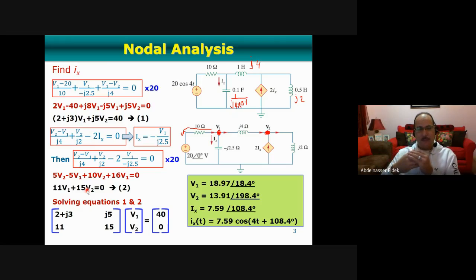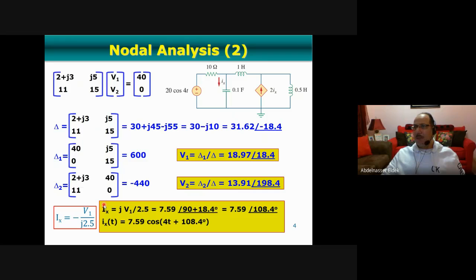You can solve them. The easiest method here is Cramer's rule. What you need to do is to convert this to matrices. So here are the coefficients 2 plus J3 and J5, and the other row is 11 and 15. So this is the first matrix. The second matrix is a vector that has the unknowns V1 and V2. And this equals the constants. Here you have 40, and here you have just 0. Then you solve these two equations in two unknowns, and you can get V1 and V2.